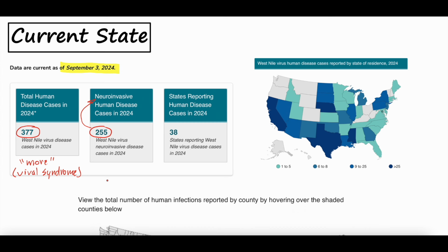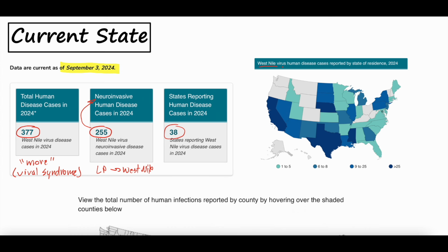Which is why the neuroinvasive is 255, because the vast majority of cases we detect are going to be that neuroinvasive disease, because in that patient they would get an LP, a spinal tap, and they'd get a direct test for the West Nile virus itself that would come back positive. Okay, there's already been 38 states that have reported West Nile virus, and this is a map over here.